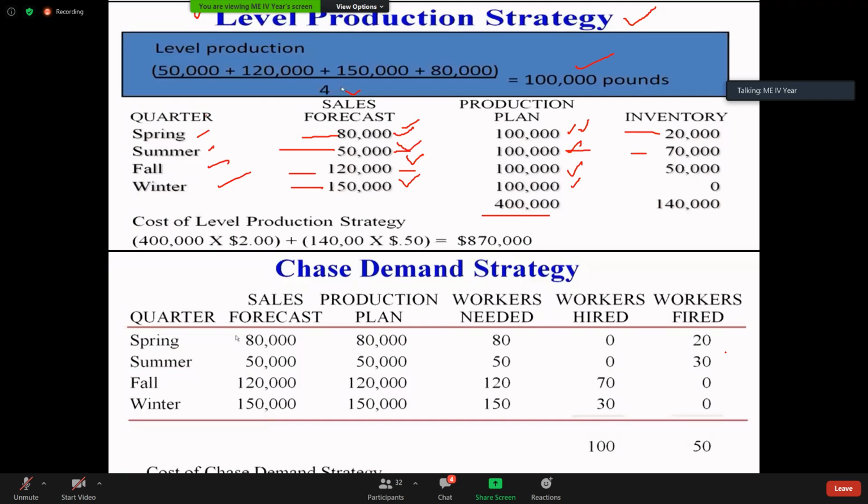I'm starting. So my demand in the first month is 80,000, but based upon the level production strategy, I made production of 1 lakh. So here 20,000 will go to the inventory, and next month the demand is 50,000. I made 1 lakh.